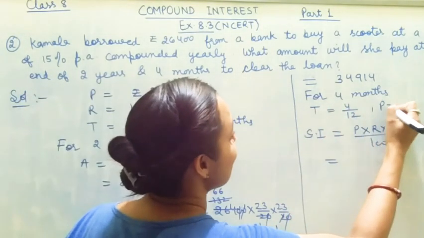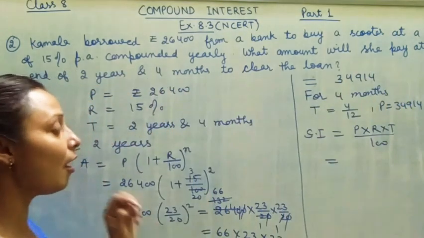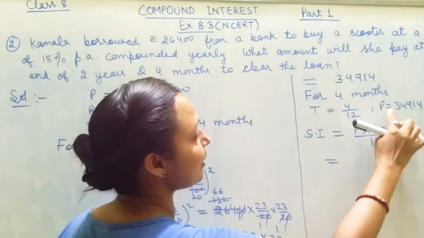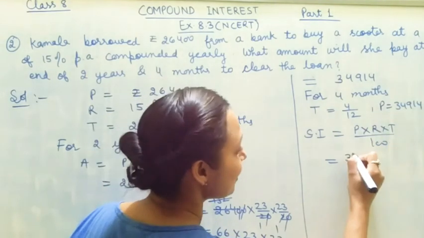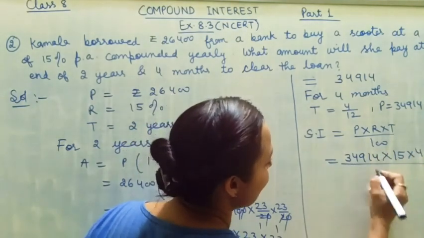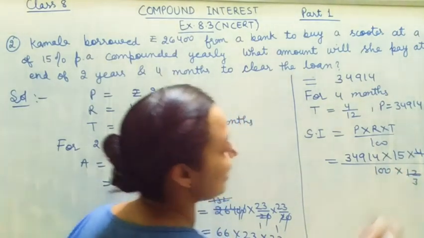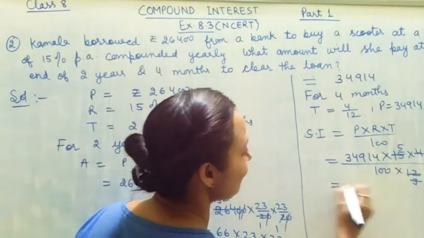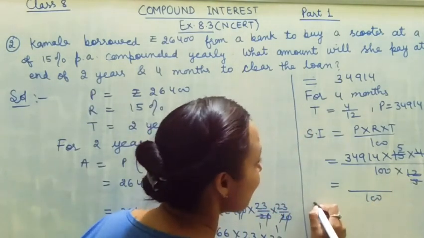The principal is 34,914. I will take the principal after taking 2 years. So after 2 years, for the next 4 months, we have the principal 34,914. Rate of interest remains the same, and this is the time. 4 ones are 4, 4 3s are 12. Now I will multiply these two and divide by 100. So I will take 100 as it is.